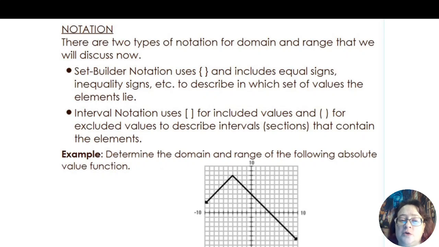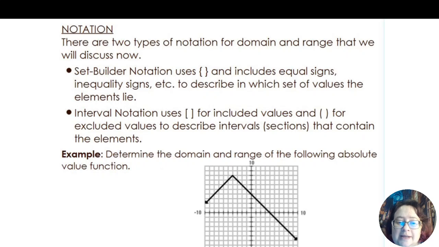In talking about our domain and range, we also need to talk about two types of notation that we use. Set builder notation. This is what we've seen the most often. It uses brackets and includes equal signs, inequality signs, and so on to describe which set of values the elements lie in. Interval notation uses closed brackets or squared off brackets for included values and open parentheses for excluded values to describe intervals or sections that contain those elements.